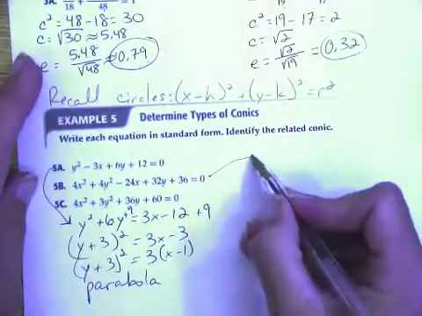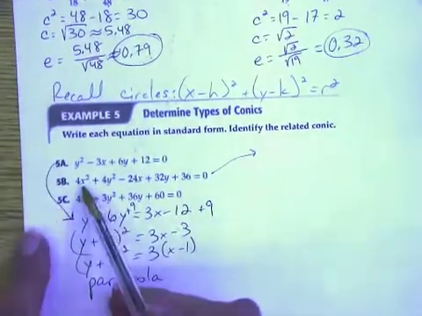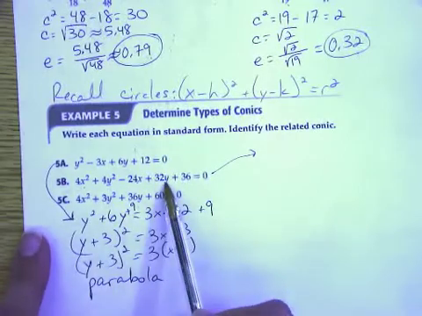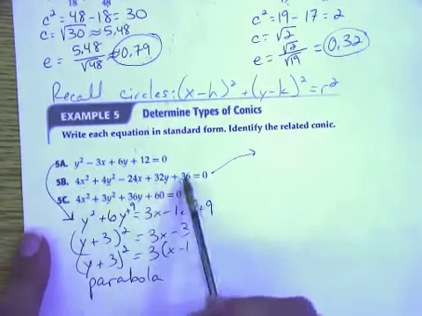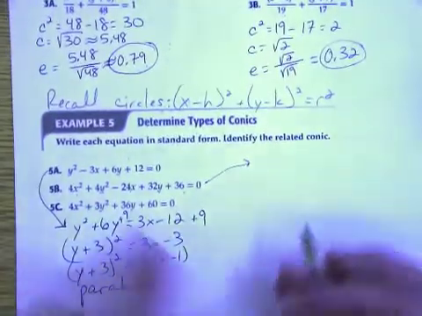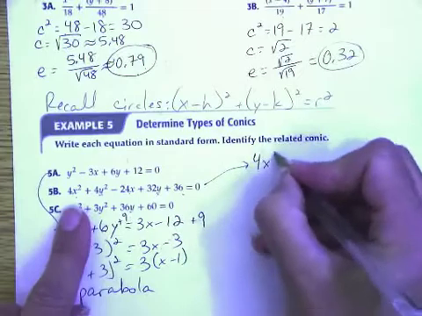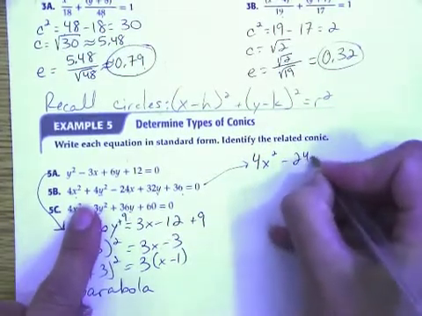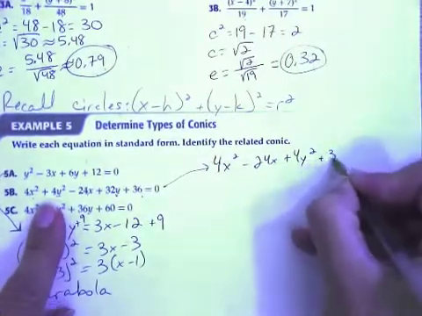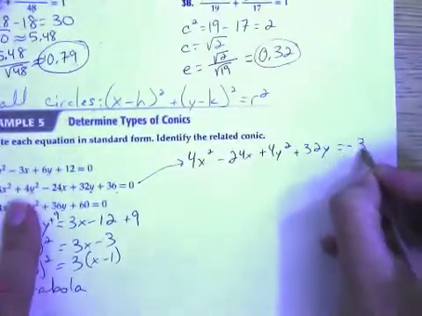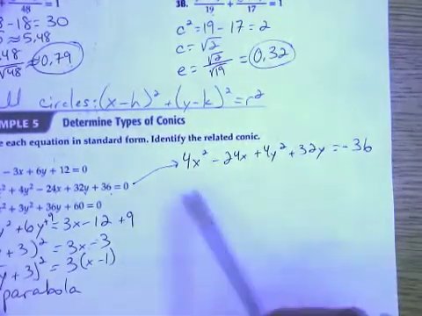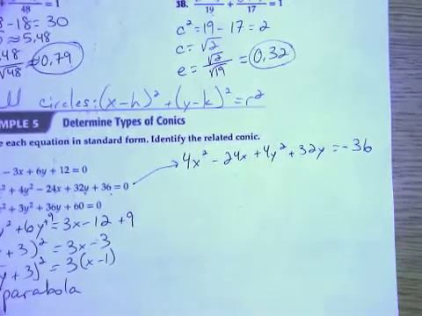In part B, I have x squared stuff, y squared stuff, x and y stuff, and a loose number. So I'm going to get my x stuff together, my y stuff together, and bring the loose number over to the right. That'll be 4x squared minus 24x plus 4y squared plus 32y equal to negative 36. Conveniently, and I hope that you would notice, everything is divisible by 4 in this equation.